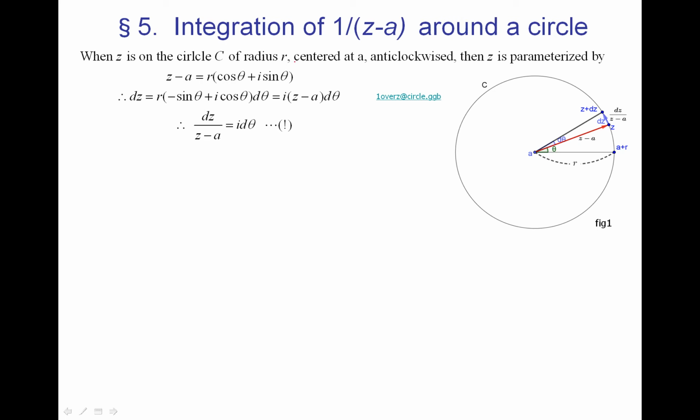When z is on the circle C of radius r centered at a, and theta is the argument of z minus a, then z is parameterized by z minus a equals r(cos theta plus i sin theta). Then dz equals r(minus sin theta plus i cos theta) d theta. And this part is equivalent to this part multiplied by i. So dz equals i(z minus a) d theta. Therefore, we get dz over (z minus a) equals i d theta. And this formula is very important.